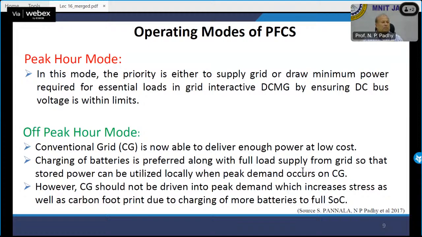Now, off-peak hour mode: the conventional grid, that is CG, is now able to deliver enough power at low cost. Charging of batteries is preferred along with full load supply from the grid, so that stored power can be utilized locally when peak demand occurs on the conventional grid. However, the conventional grid should not be driven into peak demand, which increases stress as well as carbon footprint due to charging of more batteries to full SOC.